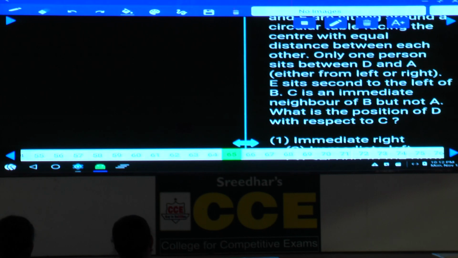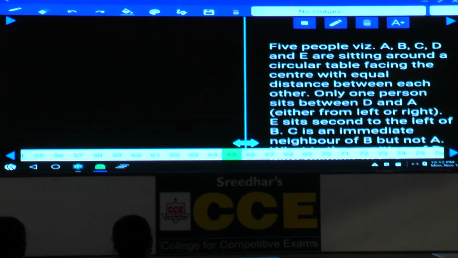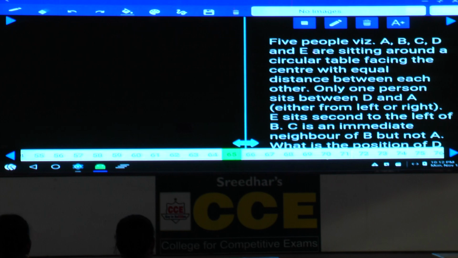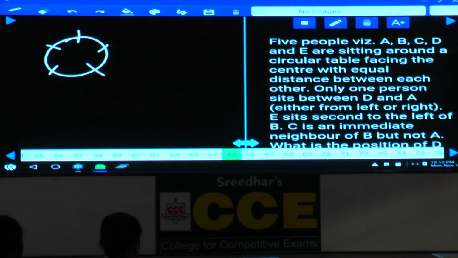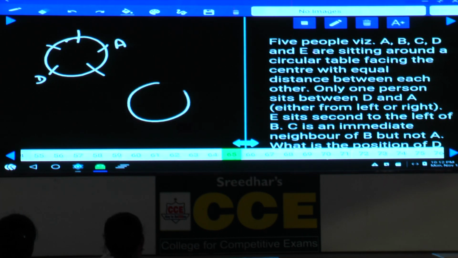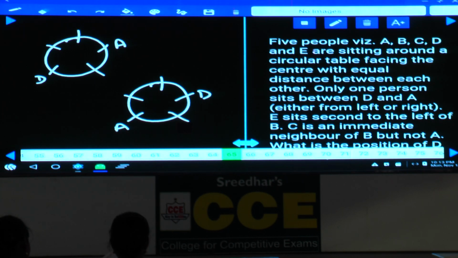Now in this 65, what is the information we have? 5 people are seated around a circular table facing the center, with equal distance between them. Now 5 people, 1, 2, 3, 4, 5. Just mark based on this one. And only 1 person between D and A. If D is here, A will be here. That is one possibility. Then what is the second possibility? 1, 2, 3, 4, 5. A is here, D will be here. This is the second possibility.